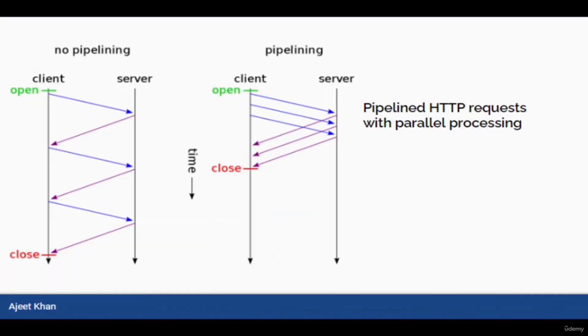So without pipelining, we have a client and a server. The connection is opened, a request is sent, and then its response is given, and then another request is issued.